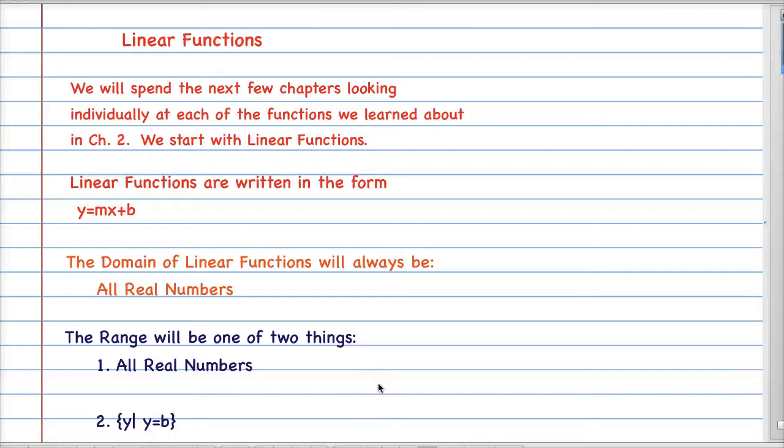Hi everybody, and welcome to tonight's video where we're going to be talking about linear functions. This is also going to be the first video where we are introducing our new formatting for notes.